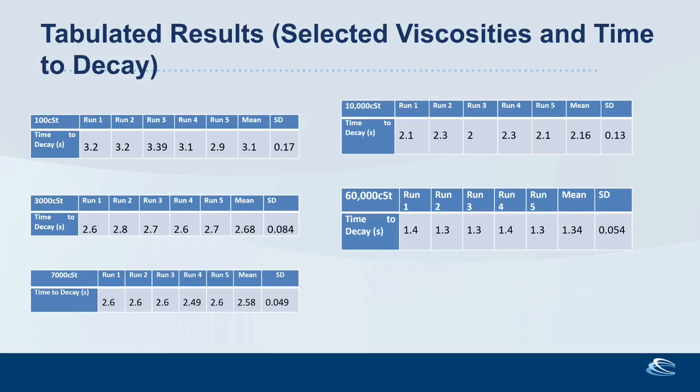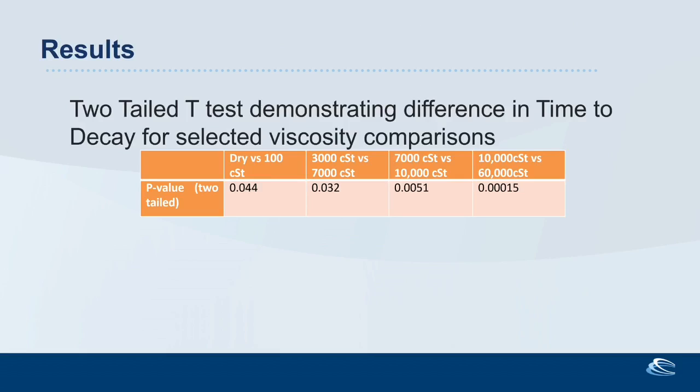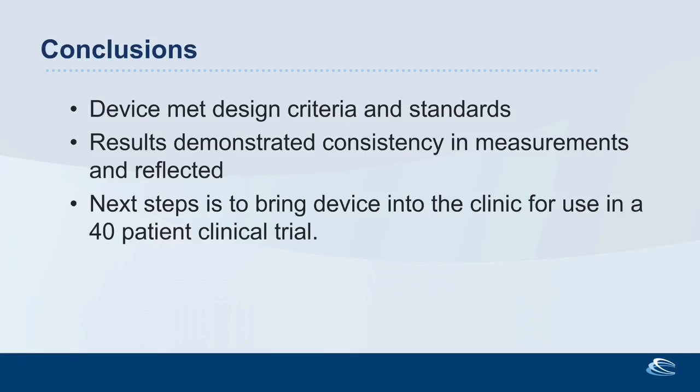And so here are tabulated results. And then importantly, here are our p-values for a two-tailed t-test looking at different selected viscosities, showing that our device had sensitivity to differentiate between different fluids. So in our design and criteria, we had consistency in measurement, and we were looking to bring this into a 40-patient clinical trial.